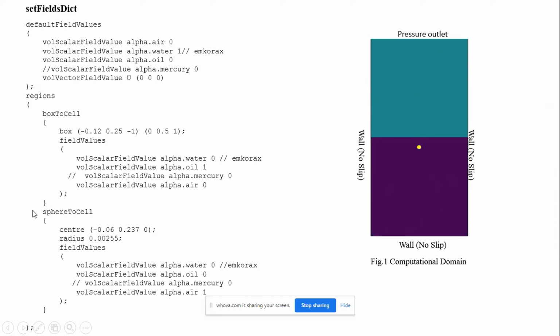And for the bubble, we have given sphere-to-cell with center, radius, and the dimension specified. I have used a static bubble, but if I would like to input some velocities over it, inside the default field values, the wall vector field values are present, and you can set it to 1 inside this sphere-to-cell.